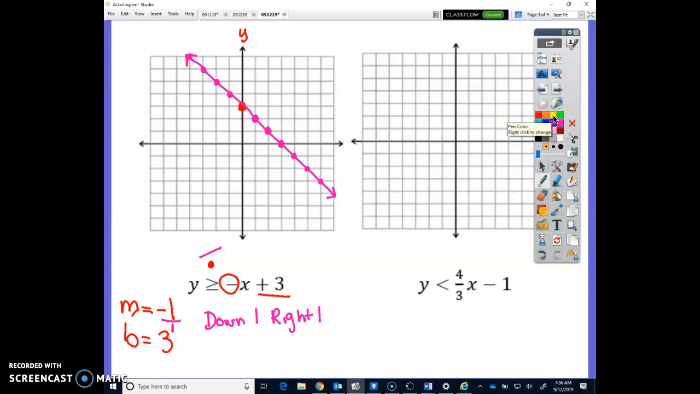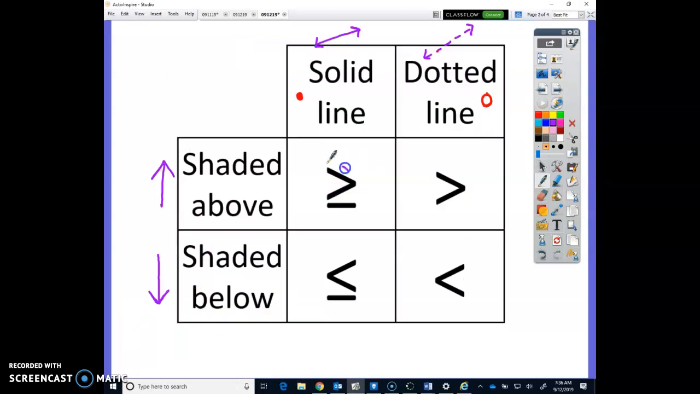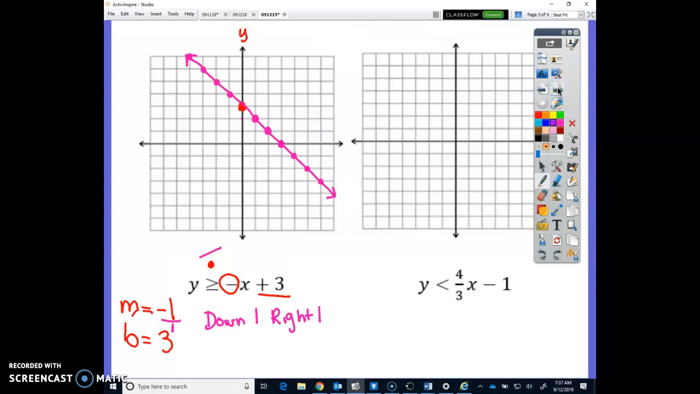Once you drew your line, you're going to look at this symbol and go back to your notes and say, okay, so this symbol, what does it do? Which way am I shading? Above, right? I'm going to shade above the line, so up. Everything up from the line. You just pick some points. This is how I'm shading. I need to shade everything above the line. That's where all of my solutions are.